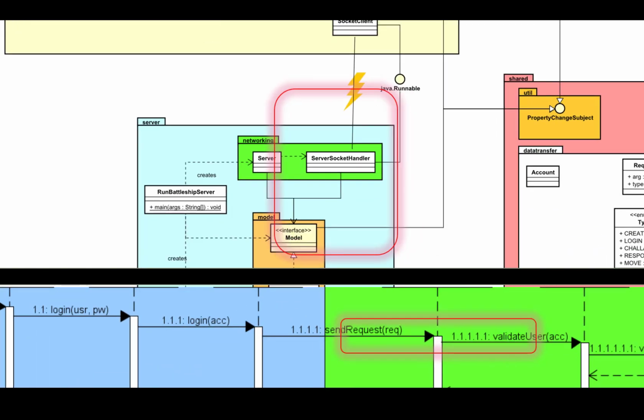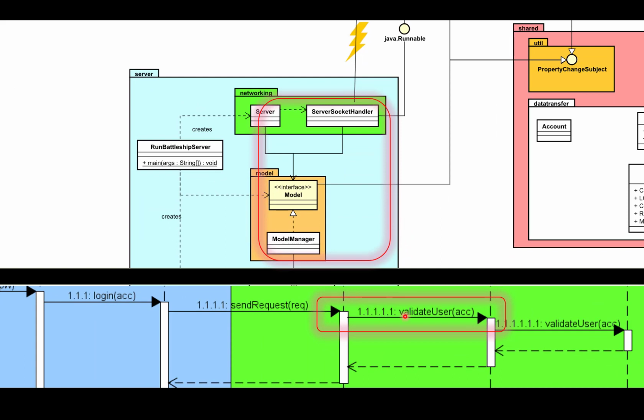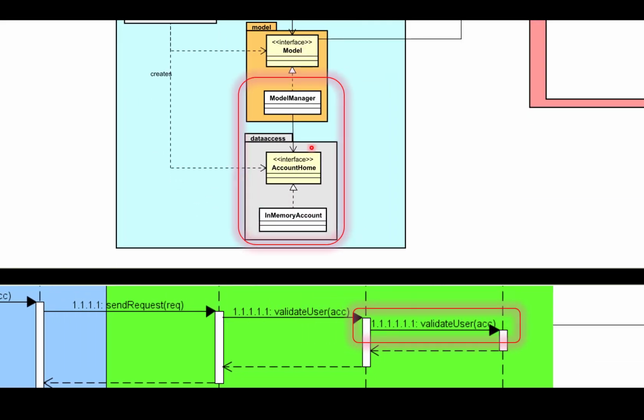On the server side, the server socket handler is going to figure out what to do with this request type, and then based on that it will tell the model to validate the user or my account info, and the model is then going to access my data access layer down here and have this one see if it matches. Can I find the account that I'm looking for?